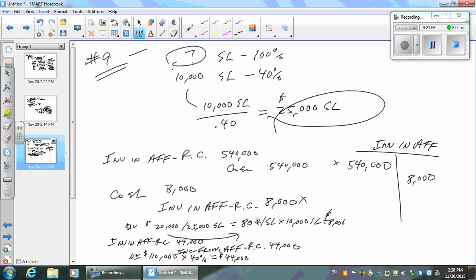What did I just do to my investment? I just increased it by 44,000. Okay. So the 40% decrease in the retained earnings of the affiliate reduces my investment. The 40% of the increase in their retained earnings, which is 110 income, increases my investment. Make sense? I'm tracking with the retained earnings change.